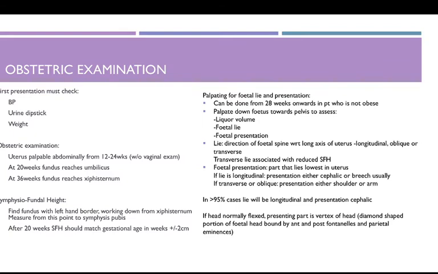So the other things that you can do is you can palpate for fetal lie. Lie is the direction of the fetal spine with respect to the long axis of the uterus. In the majority of pregnancies, the baby will be longitudinal, so the baby's spine is in line with the mother's spine, if that makes sense. It's not perpendicular. Transverse lie is when the baby's spine is perpendicular to the mother's spine, and it's associated, like we said, with reduced SFH.